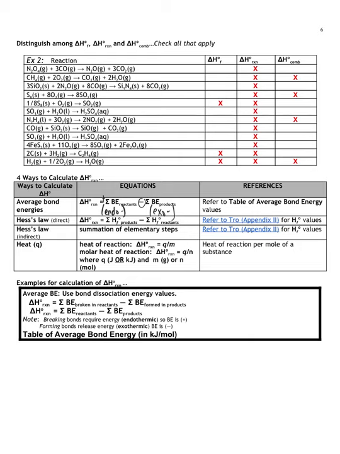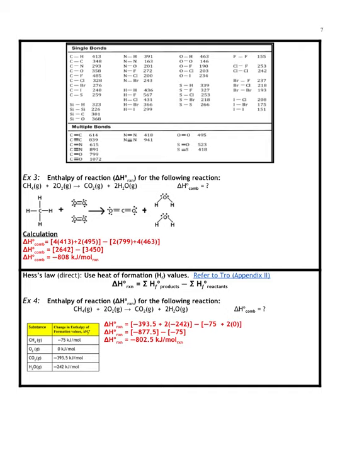Let's go ahead and look at the table of average bond energies. This is the table, and in this table, which is given to you, there's basically the amount of energy to break certain bonds. And of course, the amount of energy to break multiple bonds would be higher than single bonds. So take a look at this and study it and be able to understand some of the trends that you see.